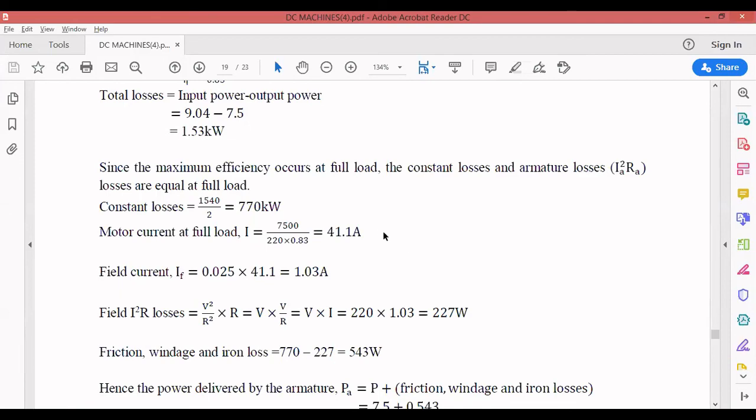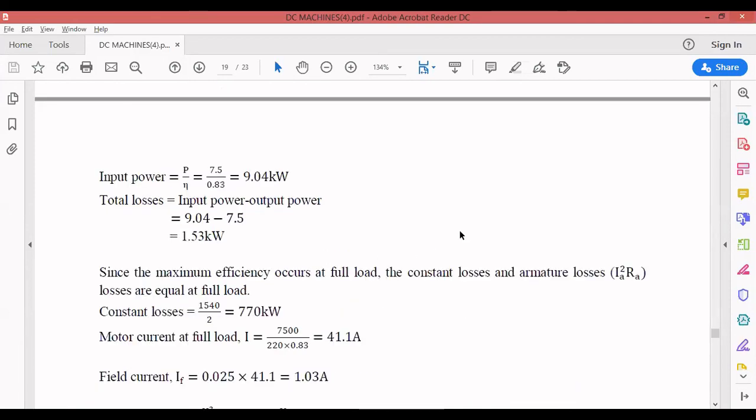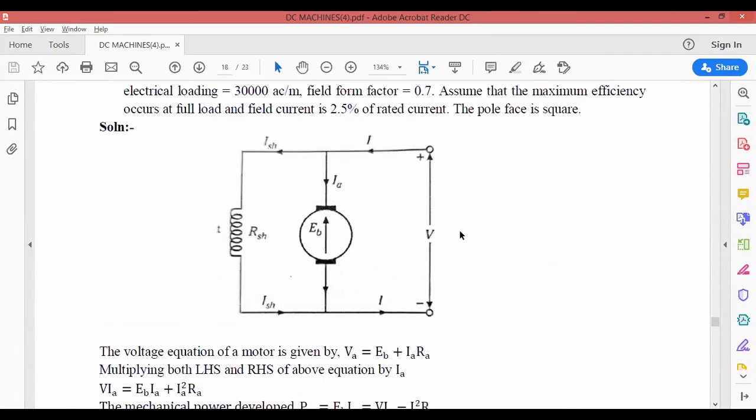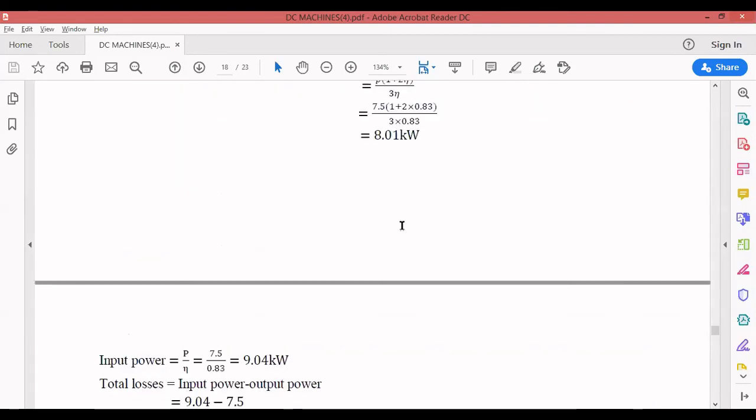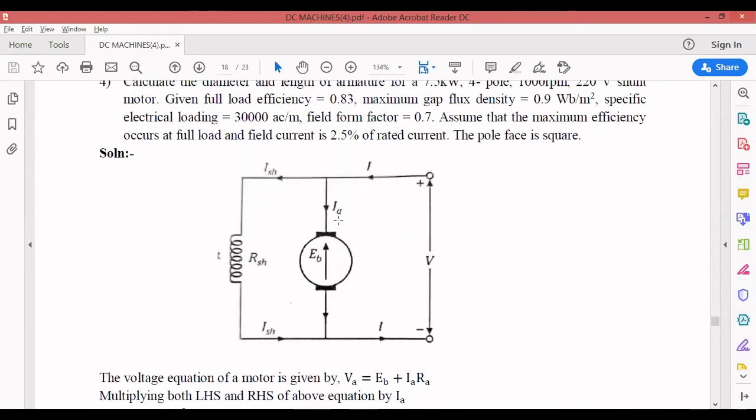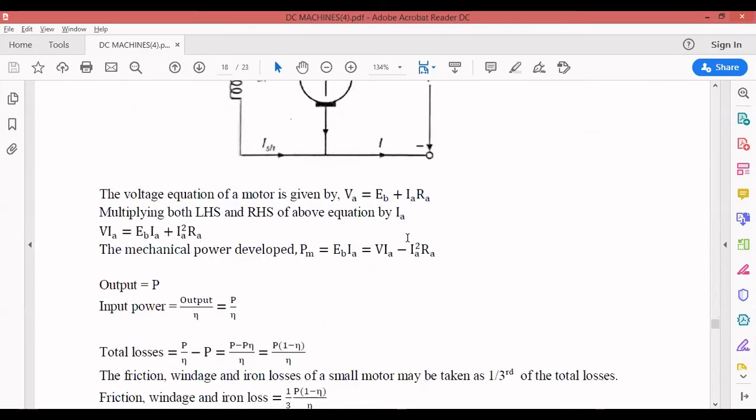So full load current I. Okay, full load current I. If you go back to this figure, the full load current is nothing but what? Full load current I. Okay. Full load current of your motor is nothing but I, where I is nothing but what? Ia plus Ish. Okay.